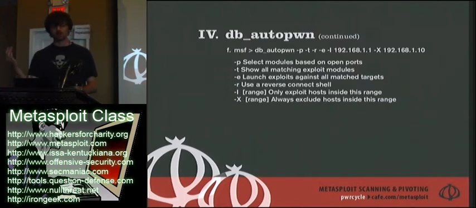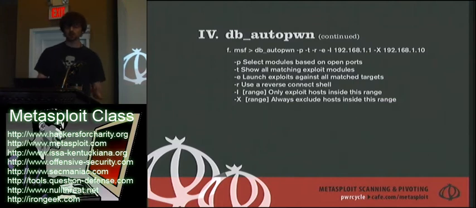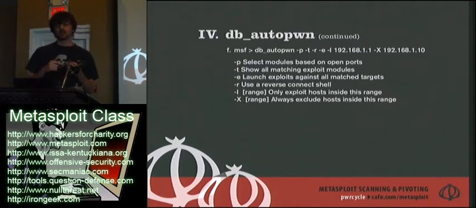Once you've done the scan and you want to exploit the box, this is where db_autopwn comes into play. These are the options: select the vulnerabilities by the ports that are open, tell you everything that's running, actually exploit it, and then -R is for making a reverse shell connect back to you. -I declares specifically which host you want to exploit. If you have a database of 100 hosts and you don't specify an IP address, then it will try to exploit every single host in your database. If your own host happens to be in there, you can specify -X to exclude this particular IP.